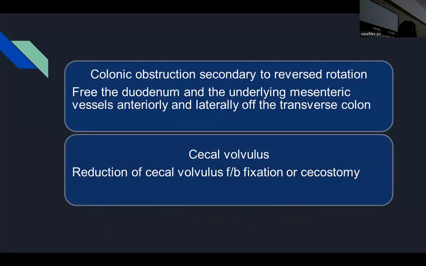Coming to chronic obstruction secondary to reverse rotation and cecal volvulus. These are patients who present later in life, in adulthood, with chronic obstruction of the colon. Initially the surgery was resection and anastomosis. However, the recent thought process is that if we free the duodenum and the underlying mesenteric vessels anteriorly and laterally of the transverse colon, this will release the obstruction and they will not need further surgery. Coming to cecal volvulus, these patients usually present with obstruction, and here reduction of the cecal volvulus without fixation or cecostomy has to be done.